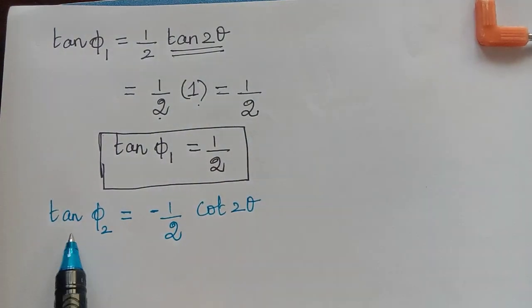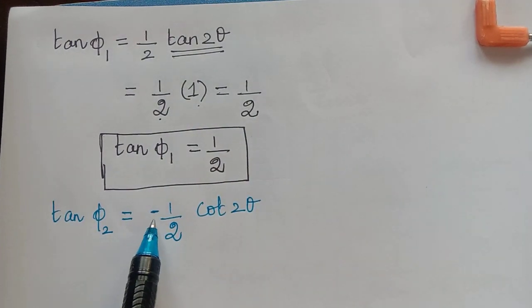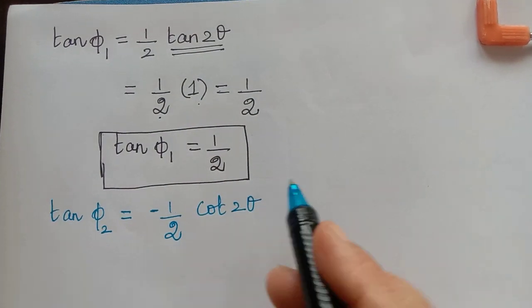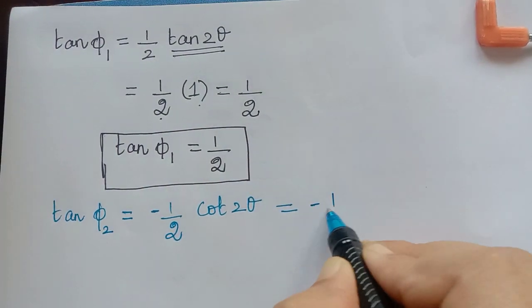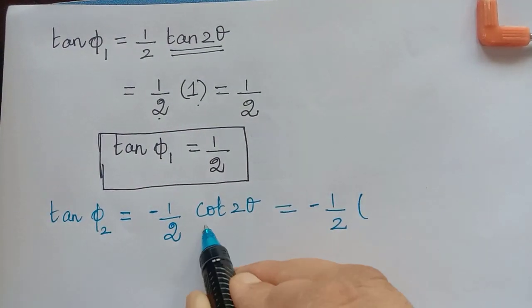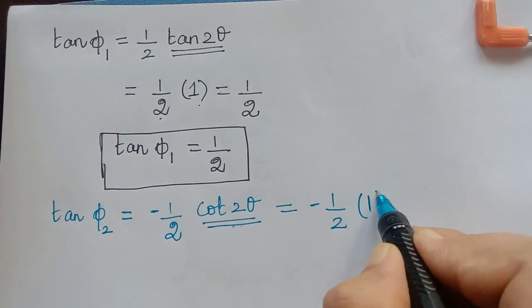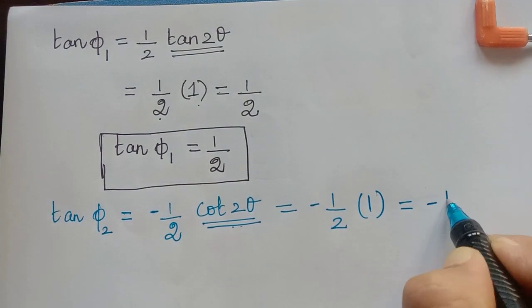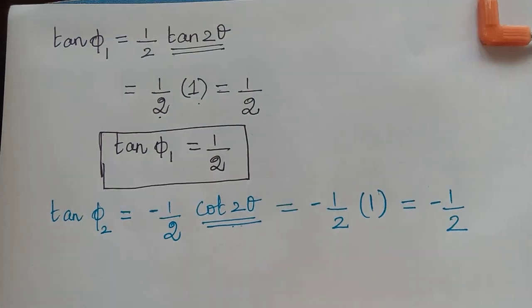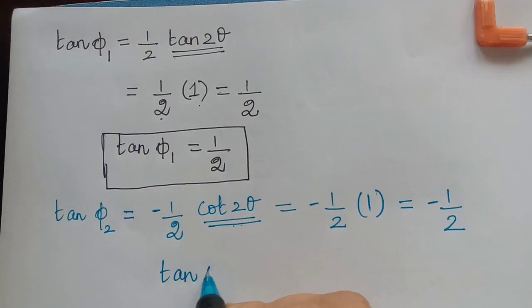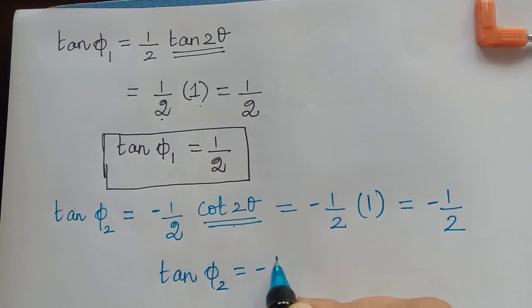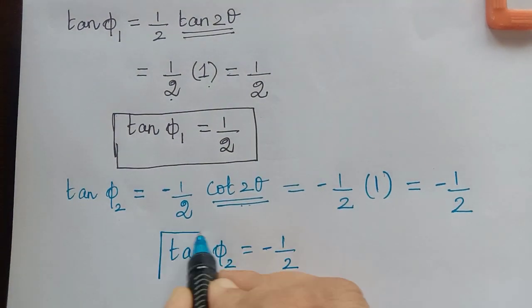So now the next one is tan phi 2, which is equal to minus 1 by 2 cot 2 theta, which is equal to minus 1 by 2 multiplied with, what is cot 2 theta? That also we have obtained just now to be equal to 1. So this will be equal to minus 1 by 2. So therefore we have tan phi 2 equal to minus 1 by 2. So these are the two values.